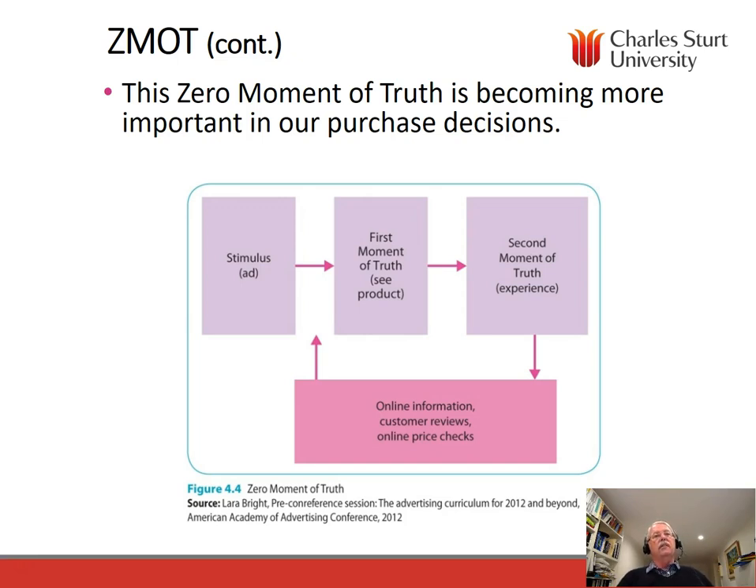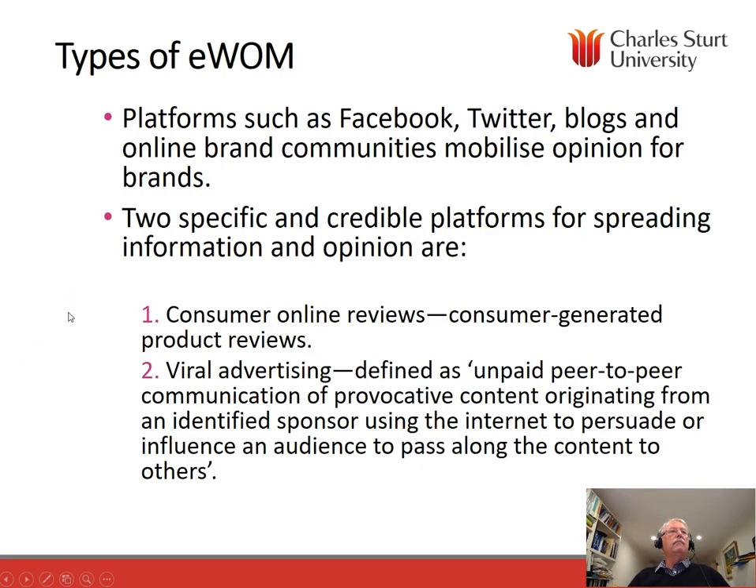So we have a stimulus such as an ad. There's the first moment of truth, you see the product, and then the second moment of truth when you experience it. And then there's the online information which is fed into consumers, and then they exhibit their first moment of truth, and when they experience that product, the feedback goes back into the online environment and continues to have feedback mechanisms affecting ongoing attitudes over a period of time.